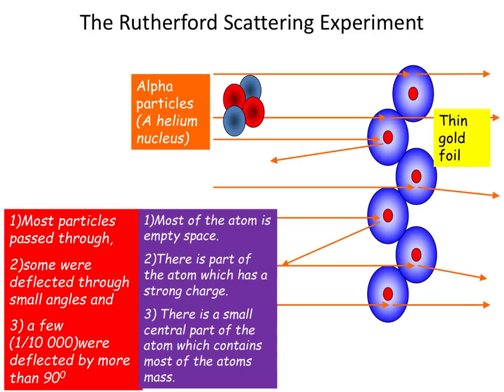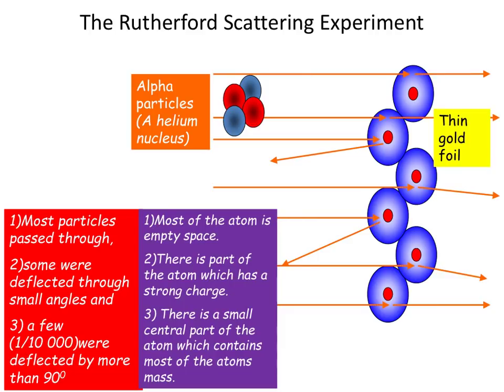The second observation was that some atoms that got quite close to the nucleus but didn't directly hit it were deflected, and they were deflected through small angles. So some were deflected through small angles, and how Rutherford explained that is that there's part of the atom which has a strong charge, or a powerful charge, causing that to be deflected. He couldn't say whether it's positive or negative because he didn't know whether it was being attracted or repelled.